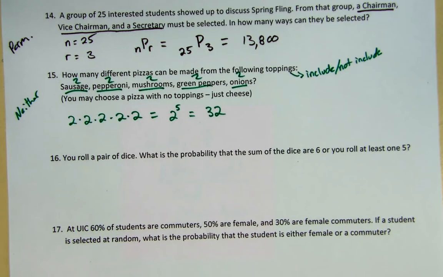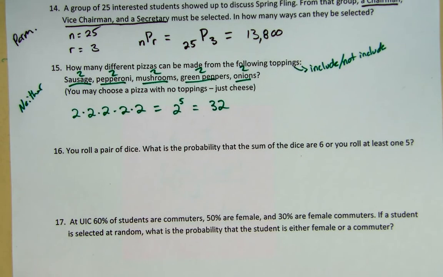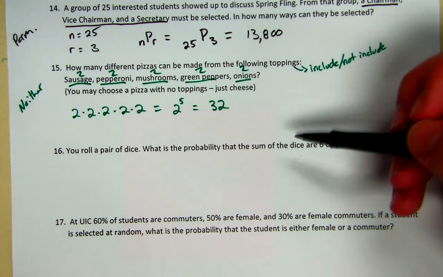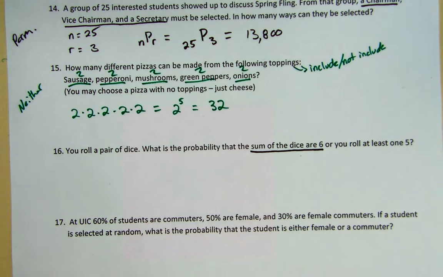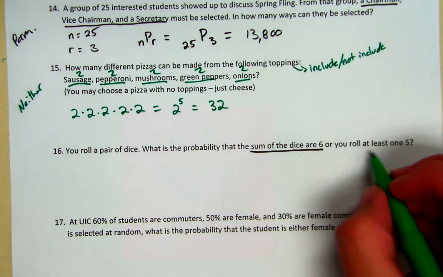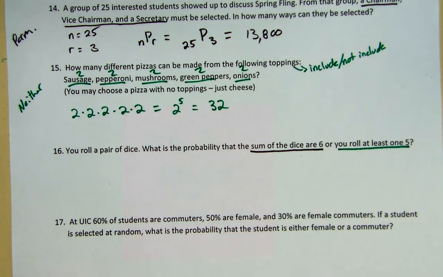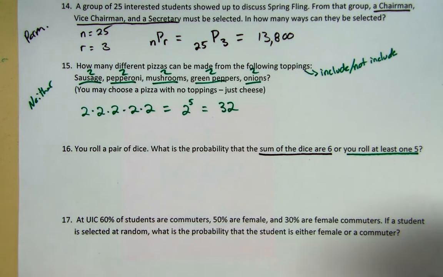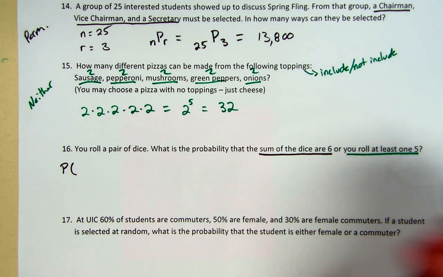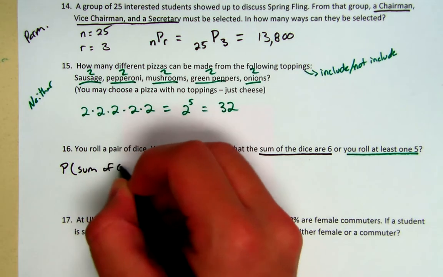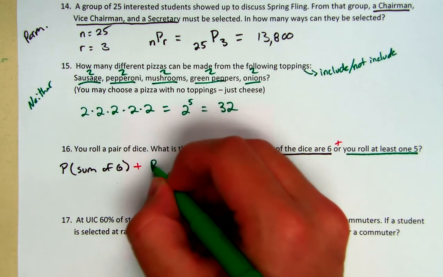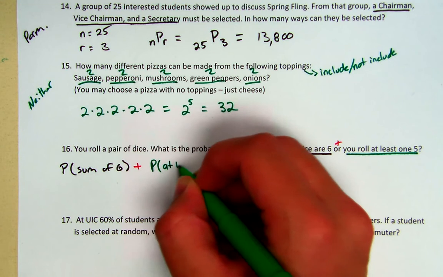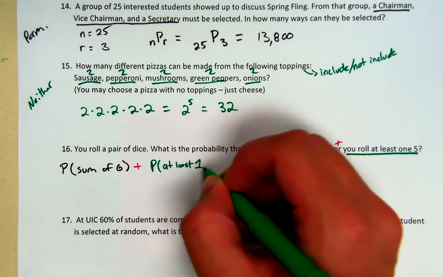Alright, moving on. Here's where things get a little bit different. Roll a pair of dice. So we're doing the probability that the sum of the dice is 6, or you roll at least 1 five. So there's two events going on here. There's a probability of the sum of 6. And then we have that or. Remember, or means add, plus the probability that we have at least 1 five.